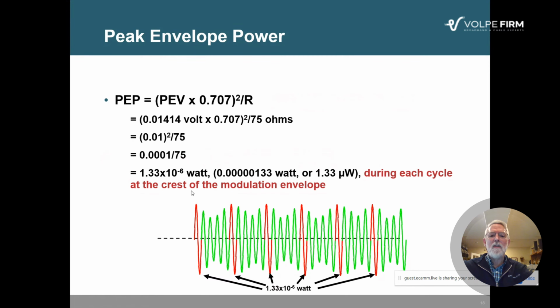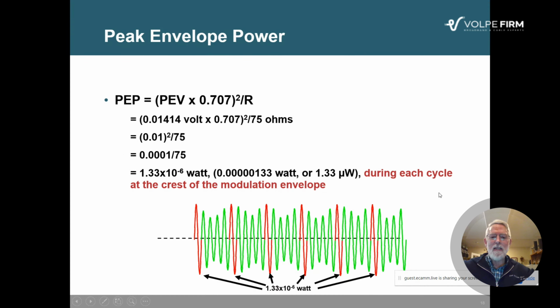So in voltage, that's 0.1414 volt times 0.707. We square that, and that gives us 0.01. We square that, we get 0.0001. Divide by 75, and that gives us 0.0000133 watt, or 1.33 microwatts. That's 1.33 times 10 to the minus 6th watt during each cycle at the crest of the modulation envelope. So that power is during those highlighted red cycles on the waveform.